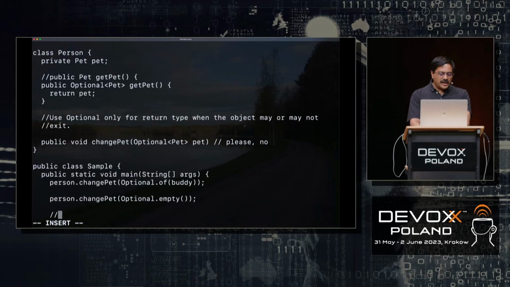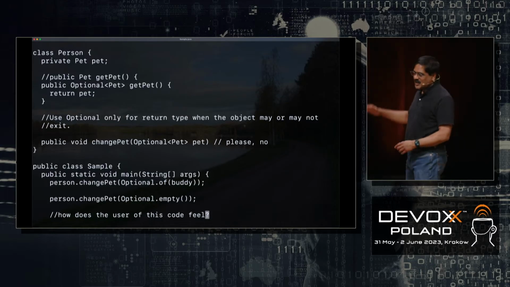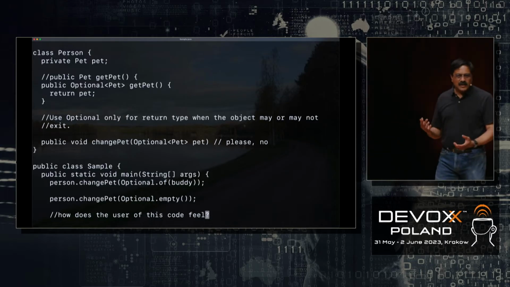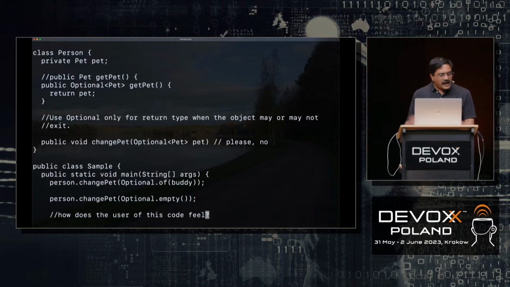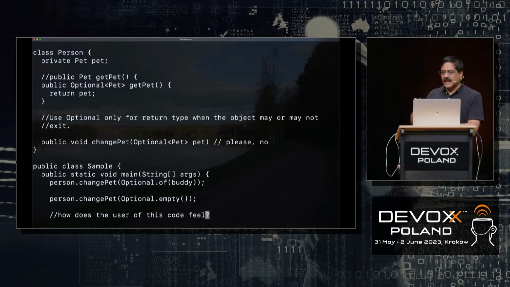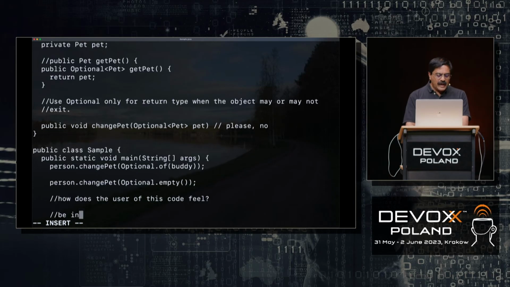And you ask the question, how does the user of this code feel? That's a question you want to often ask. They're not going to feel happy and excited, because that's so smelly to write. Not a good design at all. So what's going on in this particular case? Your goal, of course, is to say that I want to change this pet, but sometimes I may want to remove the pet. So my recommendation is be intentional in your design.